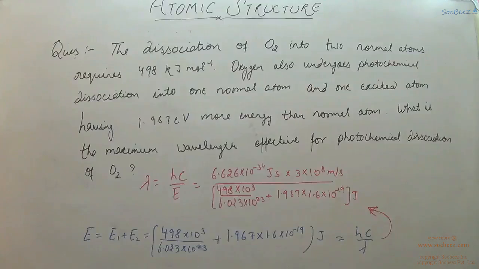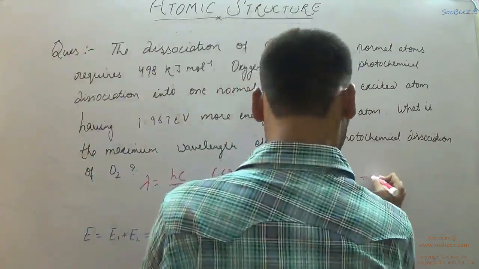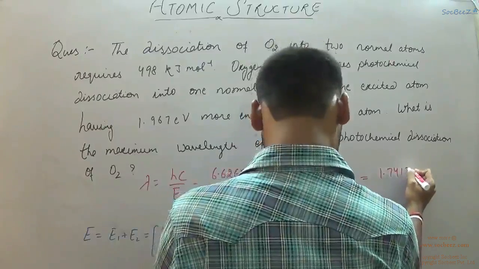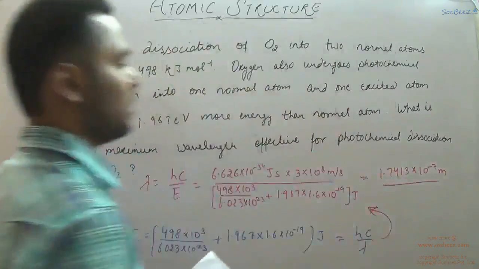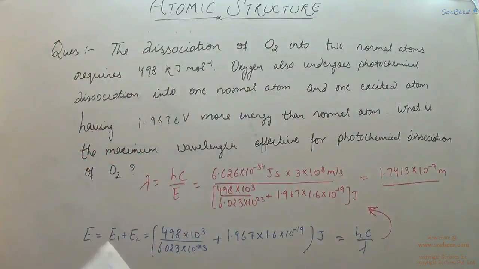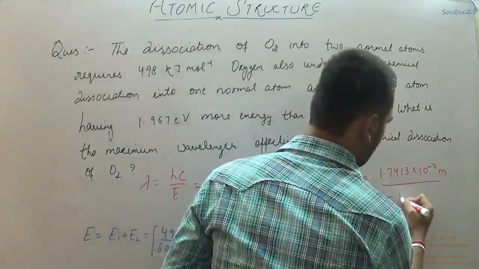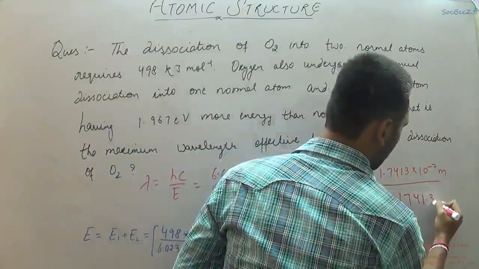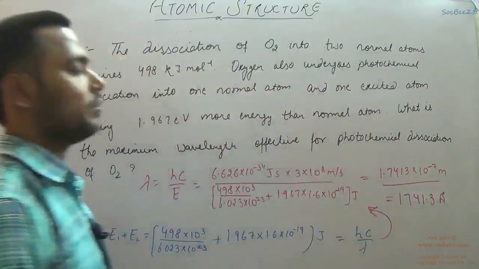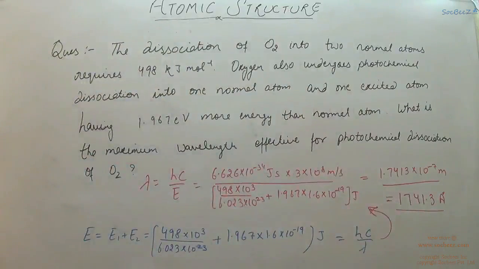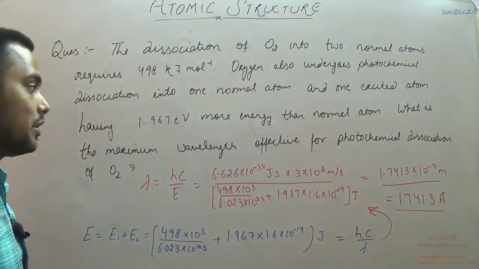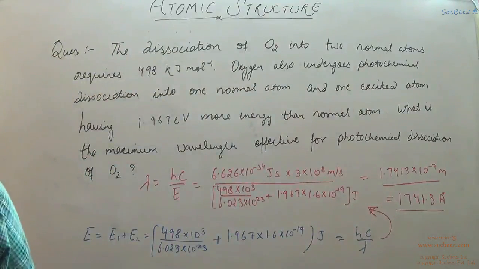So from here the value of lambda comes out to be 1.7413 into 10 raised to the power minus 7 meter. This is the answer here. If we convert meter to angstrom, it comes out to be 1741.3 angstrom. This is the only thing that was asked in this particular problem. Now let's see one more question.